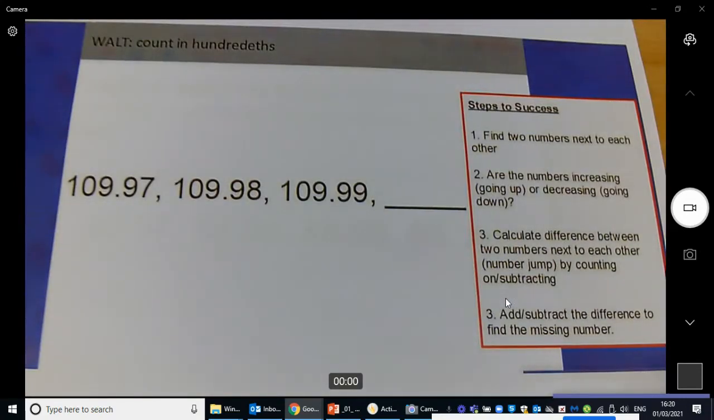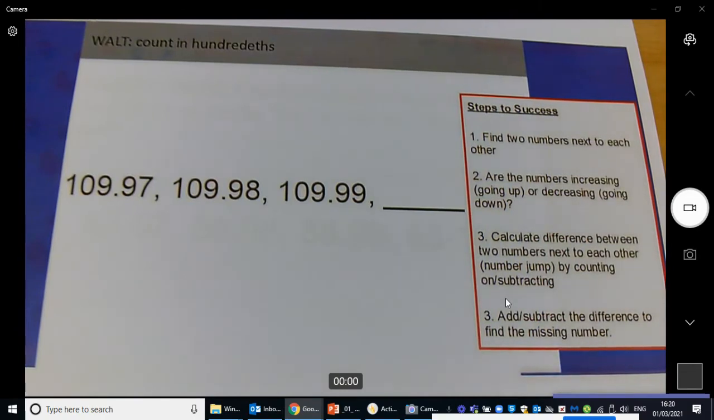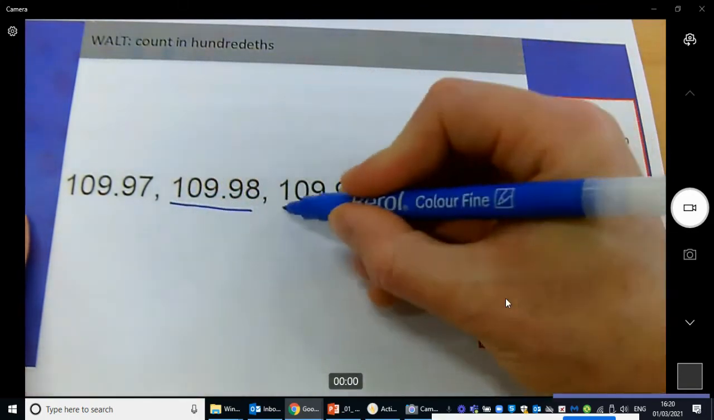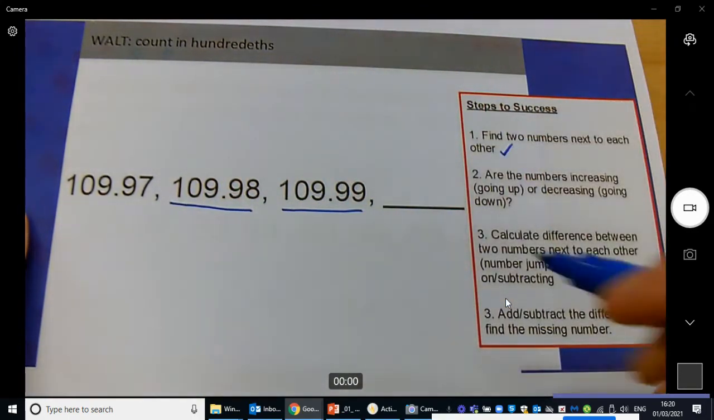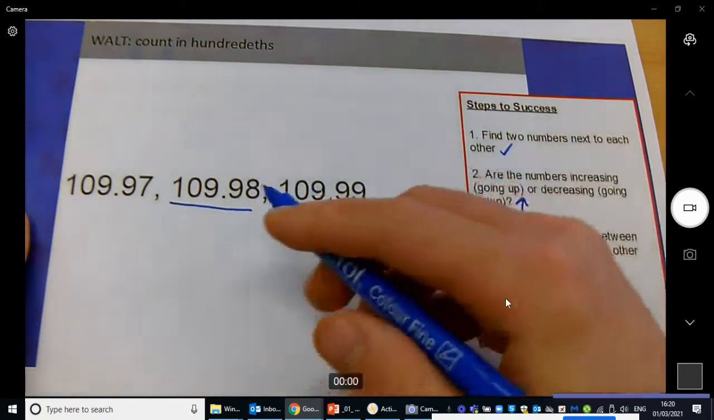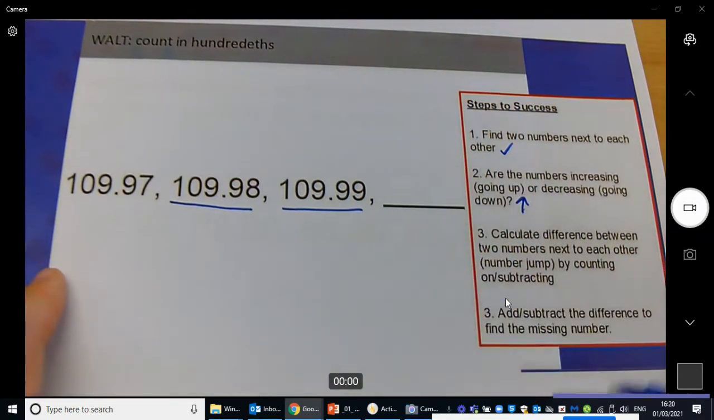So just to practice that regrouping after the decimal point, I've got another example here. So pause the video and see if you can do this one yourselves. Off you go. So let's see how you got on. So again, just going to quickly whiz through these steps because I think we've really got them. We're going to find two numbers next to each other. Are they increasing or decreasing? They are increasing. We can see that the hundredths are going up each time and nothing else.